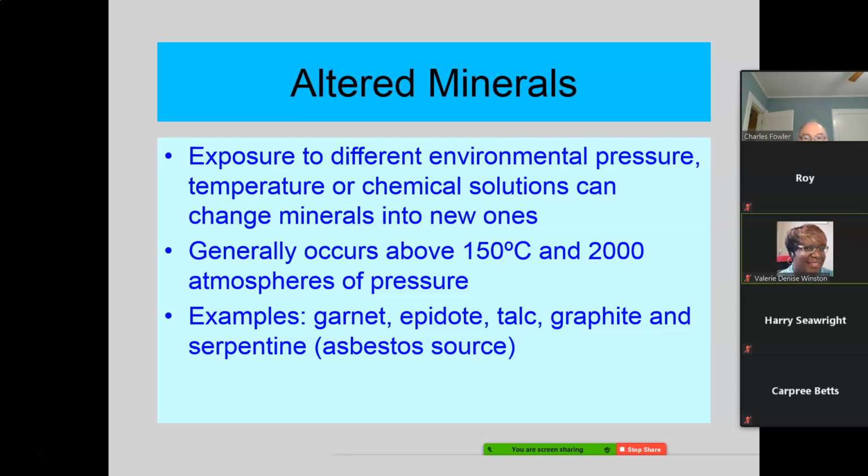Garnet is an altered mineral from something else. Does anyone remember what garnet is? The red stone? Or is that yellow? I don't remember. Epidote? I don't even know what that is. Talc? I wouldn't have thought it would be altered because it's really soft. Graphite? Yeah, we talked about that. Serpentine? That's an asbestos source.